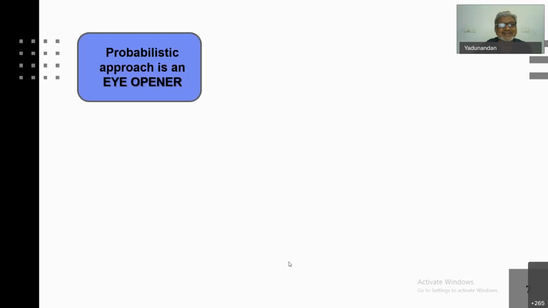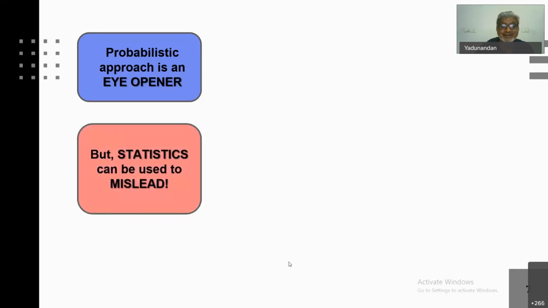So we consider just one factor, probability, which is fine. The probabilistic approach is an eye-opener. It will tell you this: you have to consider all these variabilities and do it. But statistics can be used to mislead.